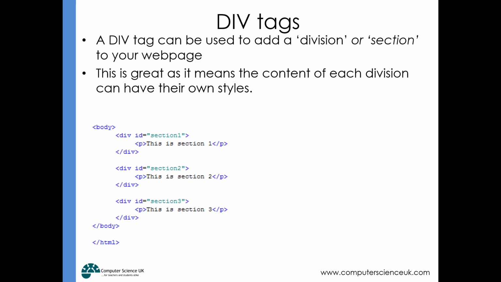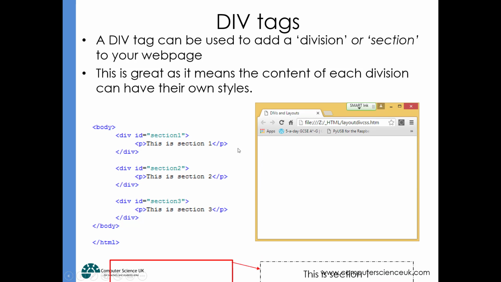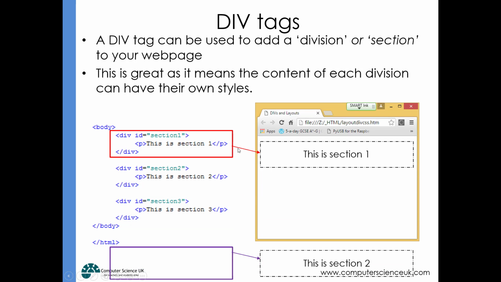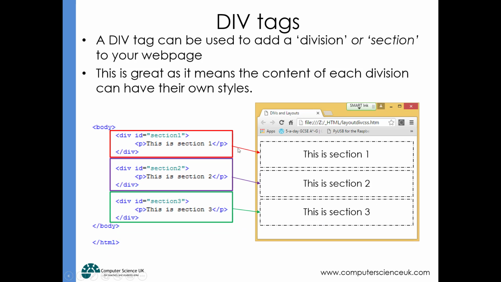So if we want to create our divisions, we create these div tags, and in the opening div tag we give it an ID, so we give it an identification name. We close the div tag, and in between we put our HTML code for that section or division. So we've got section 1, section 2, and section 3, and at the moment all that would be in these sections is a little bit of text. This is section 1, this is section 2, this is section 3.